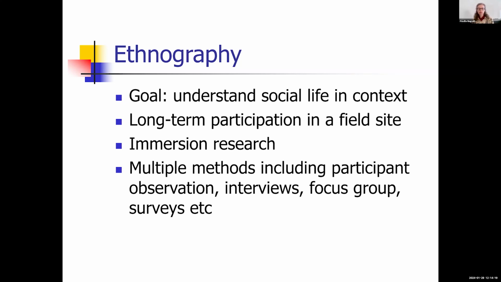Long-term participation in a field site, well, these days it's not always very long-term, but at least you have to go there, immerse yourself. Could be a hospital ethnography, could be a week, something like that, up to a year, 2 years. So when you're doing an ethnography, participant observation is often the key approach, but that's combined with interviews, focus groups, surveys, etc.